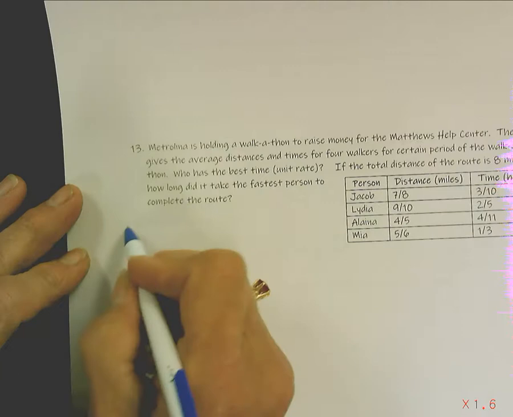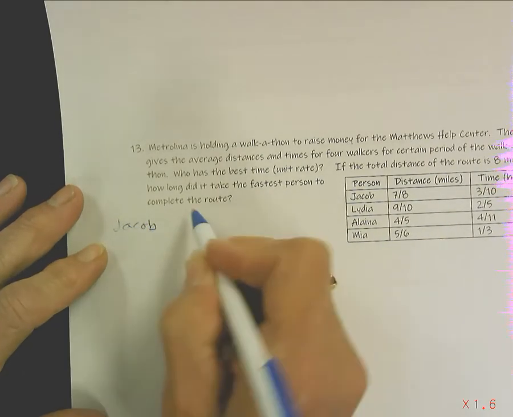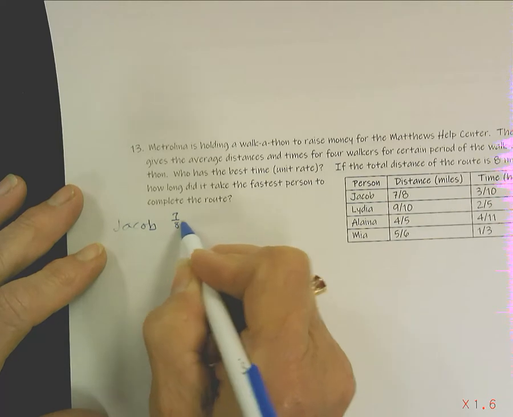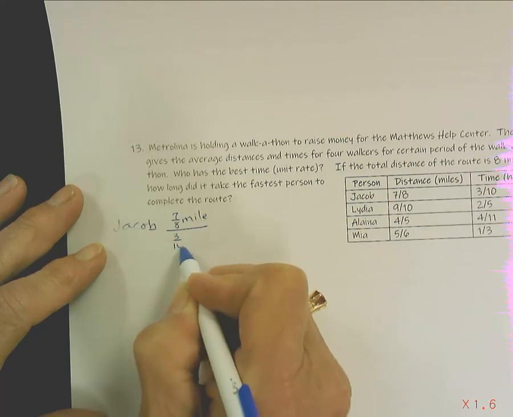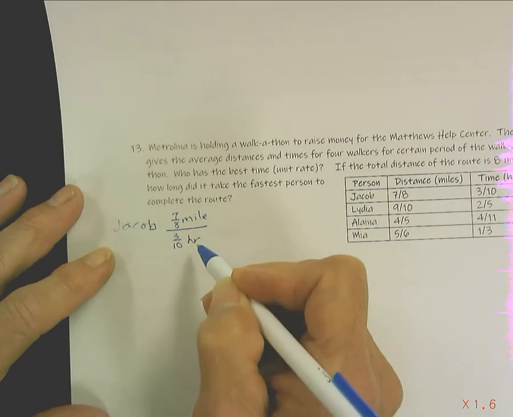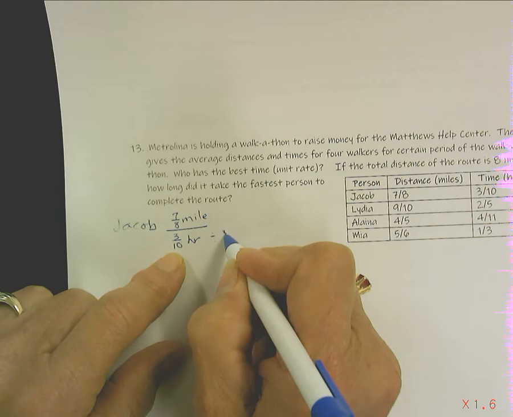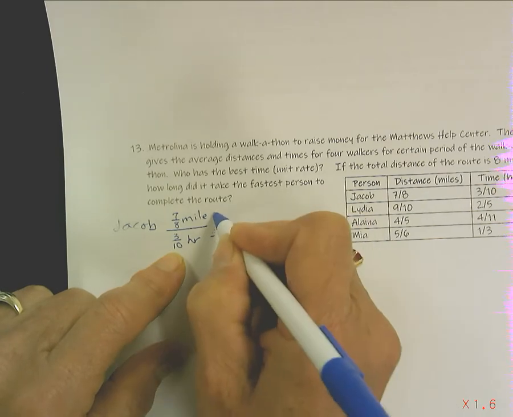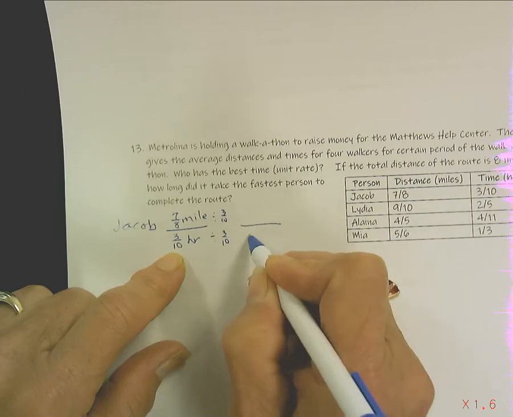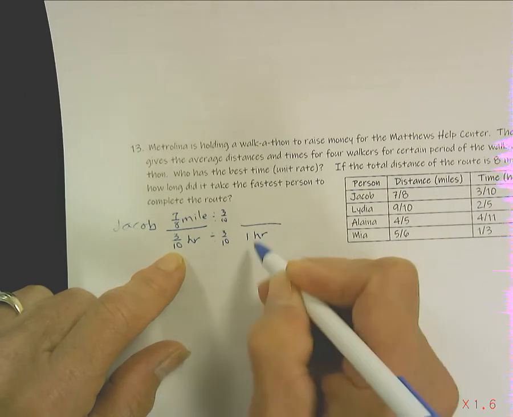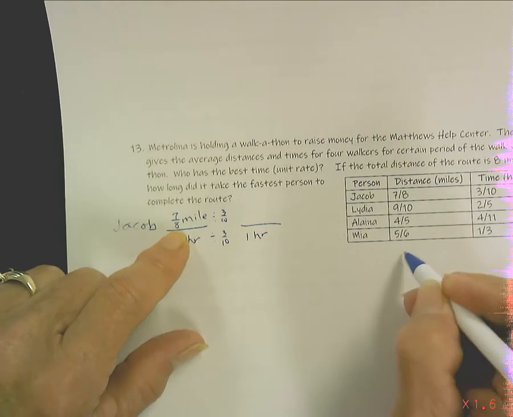All right, so let's do Jacob. He can go 7/8 mile in 3/10 of an hour. How do I make a unit rate? Okay, divide by the bottom number. That's going to make the bottom 1 hour. All right, and let's look at the top.